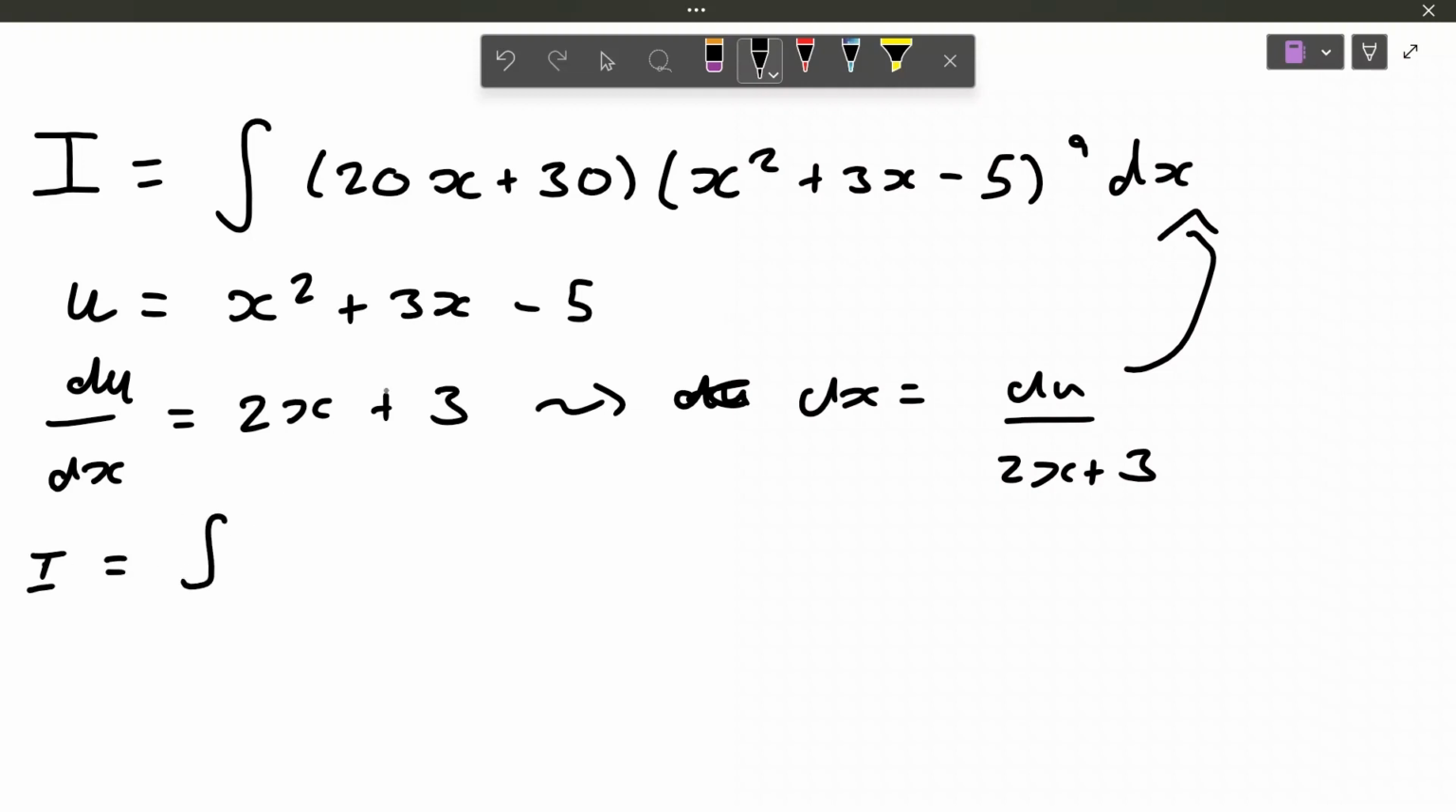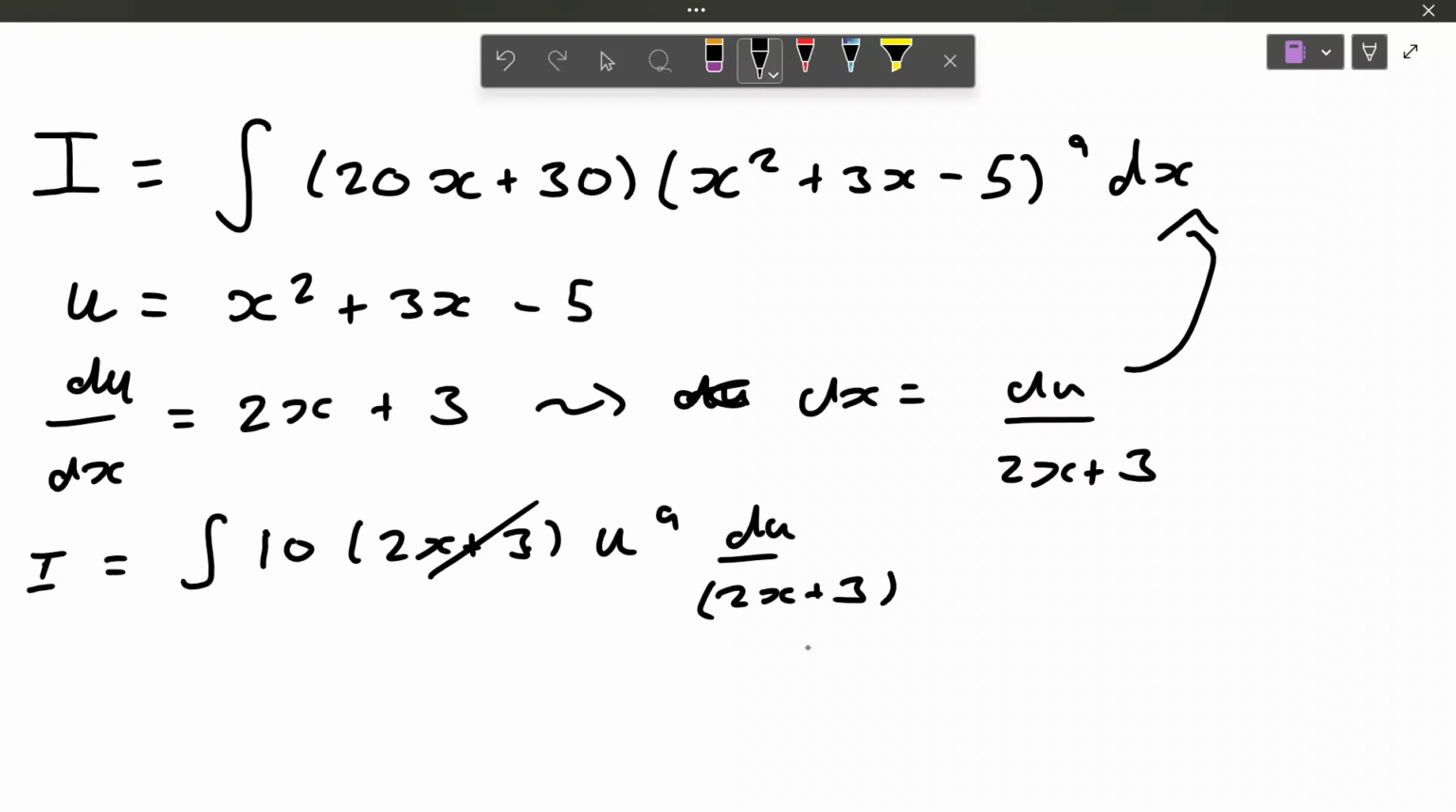So now we have the integral, we still have our 20x plus 30, but we're going to factor out 10 here. So 10 times 2x plus 3. Now this x squared plus 3x minus 5 is our u. So here we just have u to the power of 9, and instead of dx, we have du over 2x plus 3. So now we've got 2x plus 3 here, and we've got a 2x plus 3 on the bottom here. So these cancel each other out.